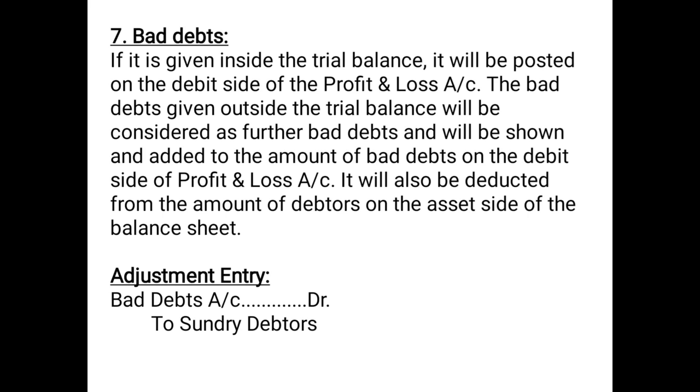Now the adjustment entry, the same entry for bad debts which we have discussed in the chapter journal. Bad debts account will be debited because it is a loss for the business, and we know that we have to debit all the losses, and because of the bad debts, the amount or the value of debtors, that is an asset, would decrease, and therefore we will credit sundry debtors.